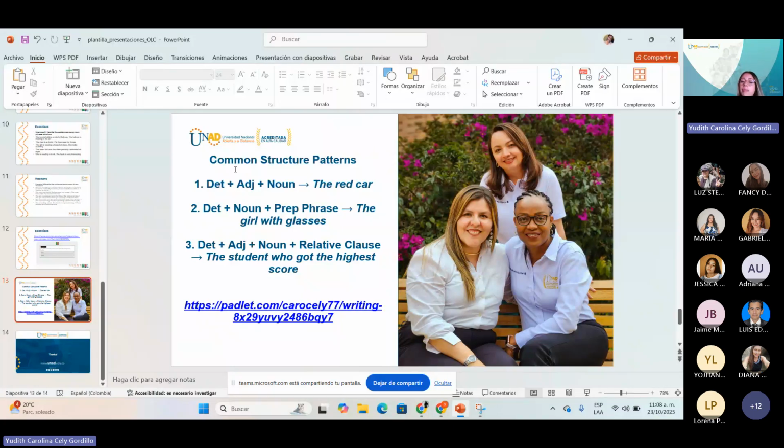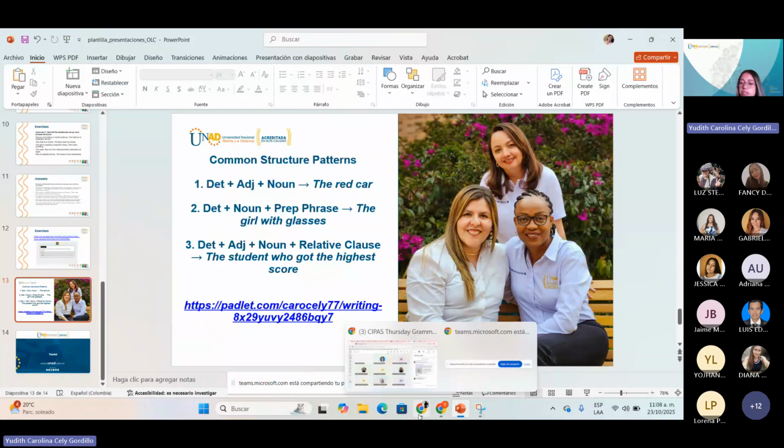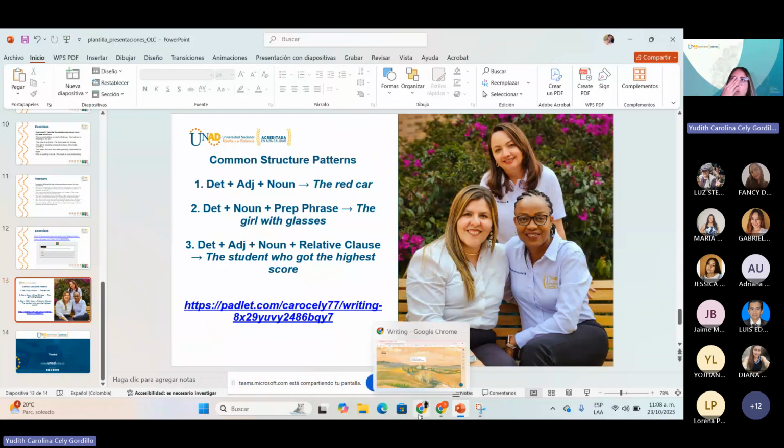And the number 3, determiner, adjective, noun, relative clause. For example, the student who got the highest score. For example, the children who played video games in the afternoon, for example, all the afternoon, yeah. Using all those structures you can create different statements, different parts, and using these patterns or other different patterns you can create sentences using the noun phrases. This is the most important part.